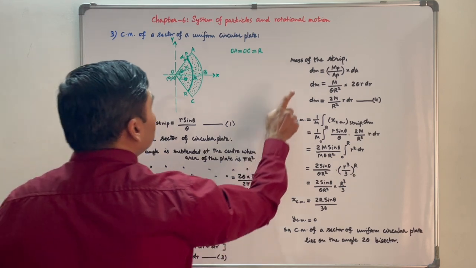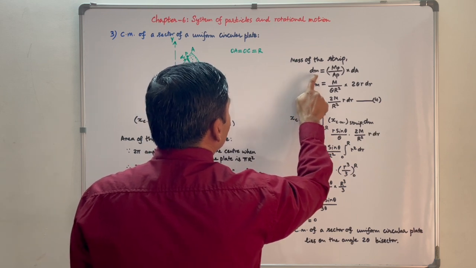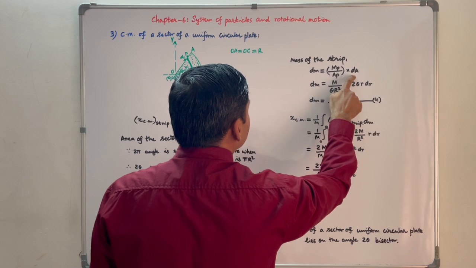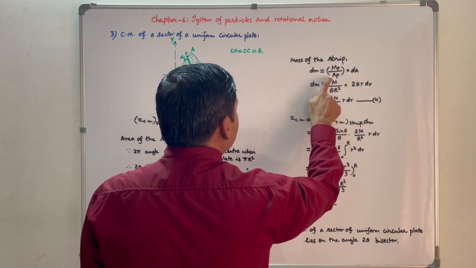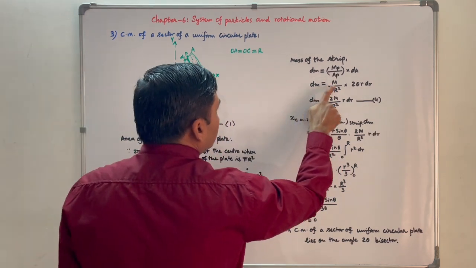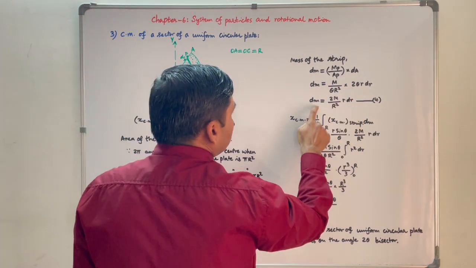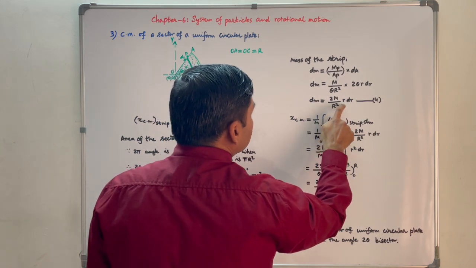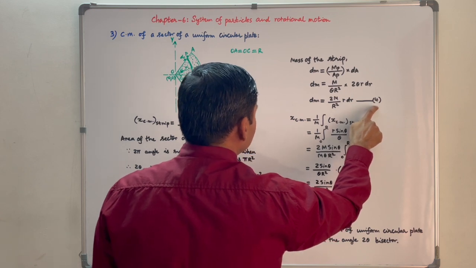Let us calculate mass of the strip. Mass of the strip dm is equal to mass per unit area of the plate into area of the strip. Mass of the plate is given as capital M. Area of the plate we have calculated as theta r square. dA is equal to 2 theta r dr. So dm is equal to 2M upon capital R square into small r dr. Suppose this is equation number 4.